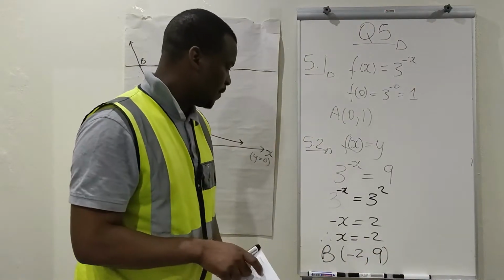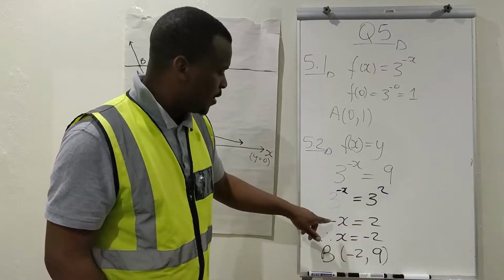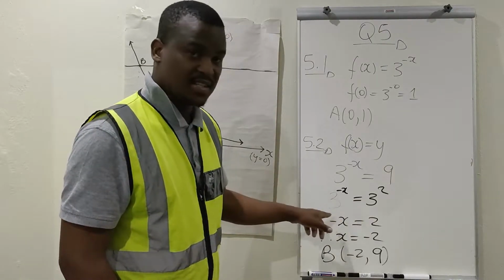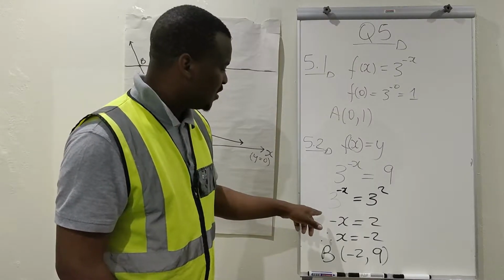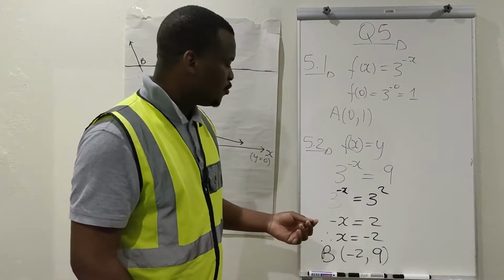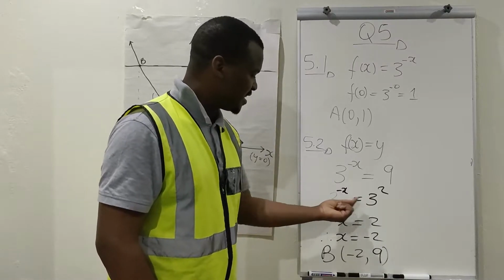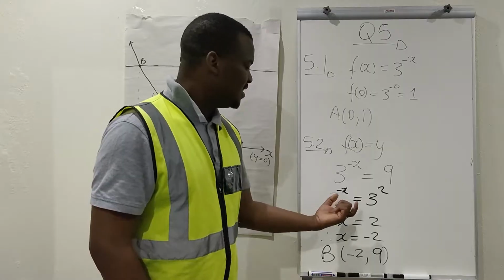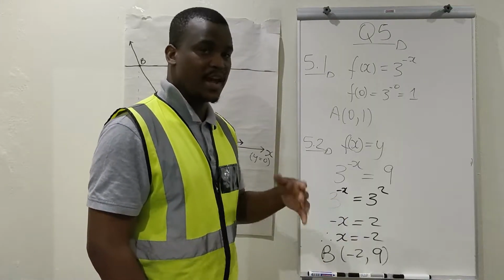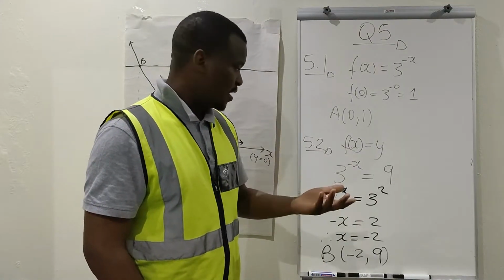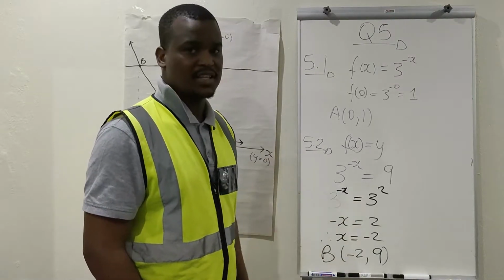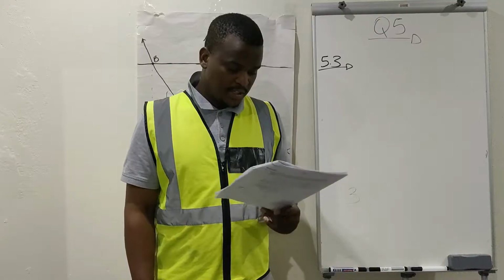One might be wondering why I dropped my bases there. If your bases are the same, the only way they will be equal when you raise them by some exponents is if your exponents are the same. So let's proceed. Let's do 5.3.